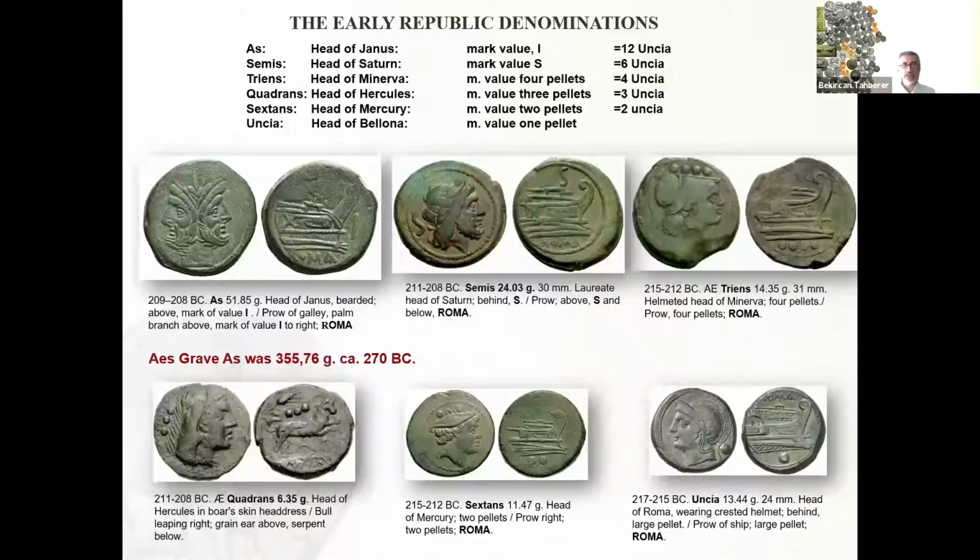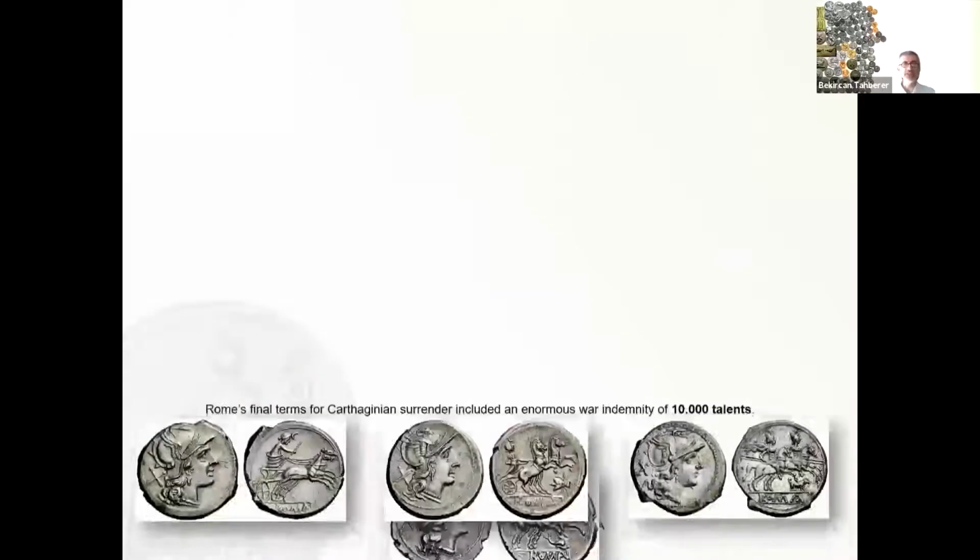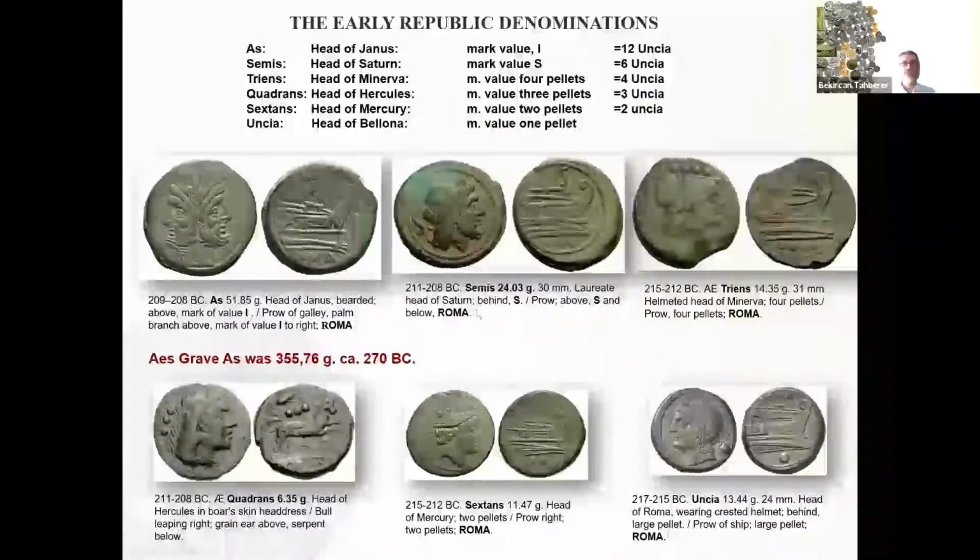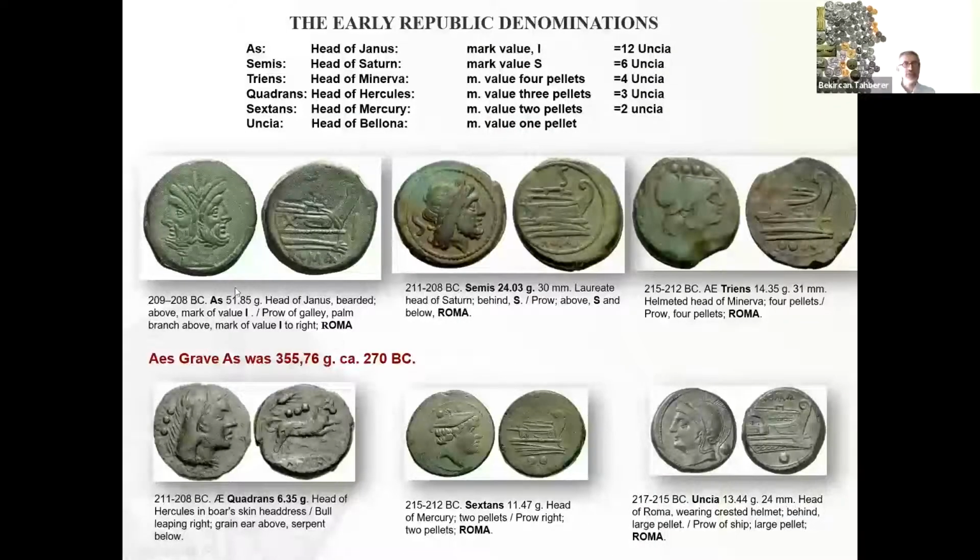And from the beginning, as grave, the as was 355 grams, and in 270 BC, you see how it became 51.85, 52. So the heaviest one would be 55 grams. You can see the scale of inflation.